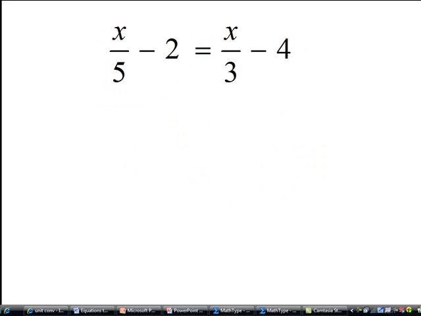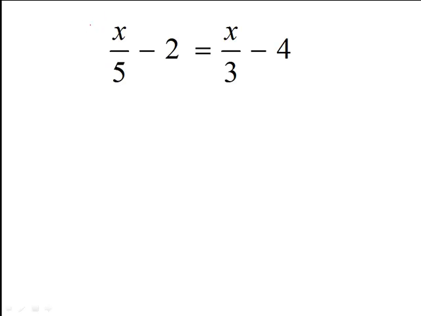Here's another example of an equation that has fractions. Our first job is to find the common denominator for 5 and 3, which would be 15. We're going to multiply every term on both sides by a 15. Then we're going to clean up. 5 will go into 5 one time, and 5 into 15 will go 3 times, which will give us 3 times x is 3x.